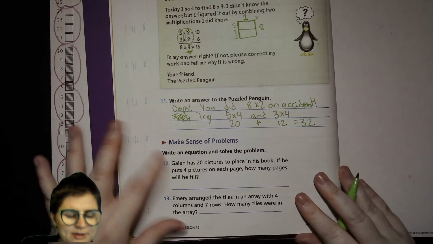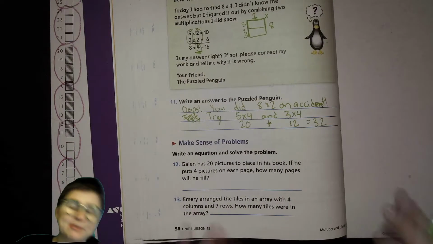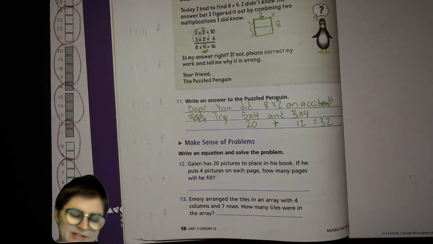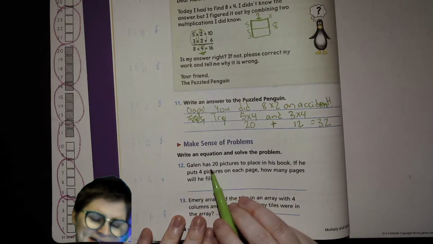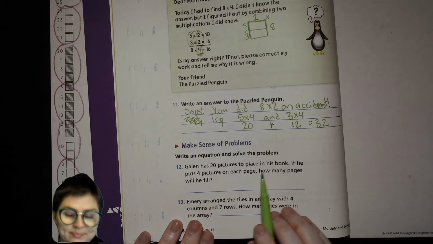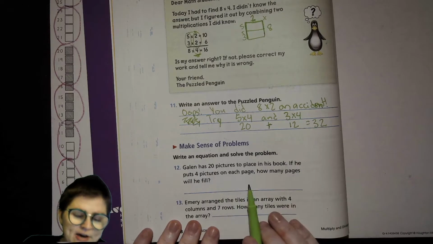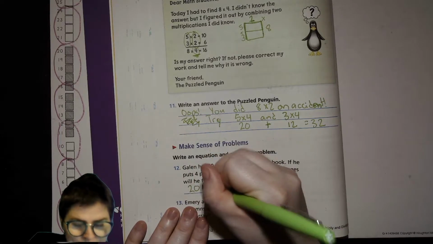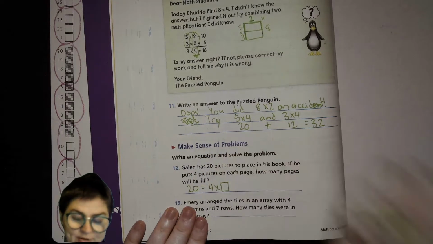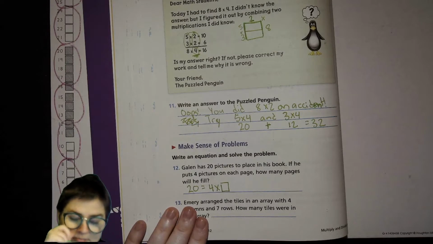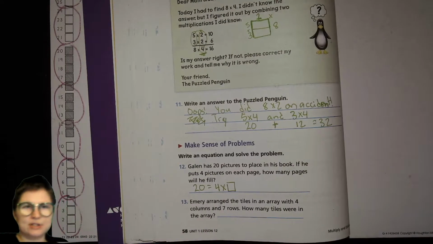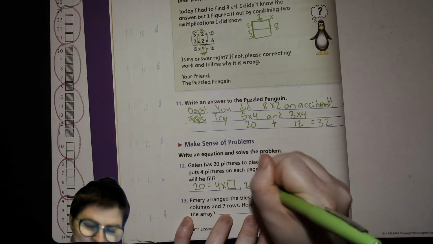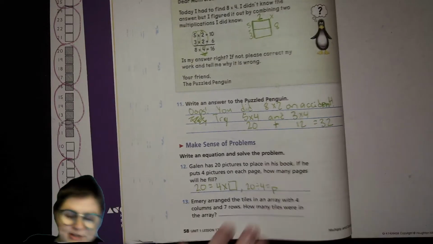Now for this one, we're going to go ahead and write an equation and solve the problem. If you're feeling good about it, go ahead and give it a shot. If you would like to do it with me, that's fine as well. Galen has 20 pictures to place in his book. If he puts 4 pictures on each page, how many pages will he fill? Well, this is your 20 equals 4 times how many? We don't know. Pictures or pages. So 4 times what is 20? Another way you could write this is 20 divided by 4 equals P for pages.